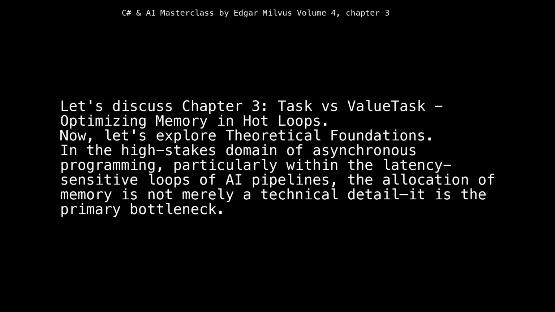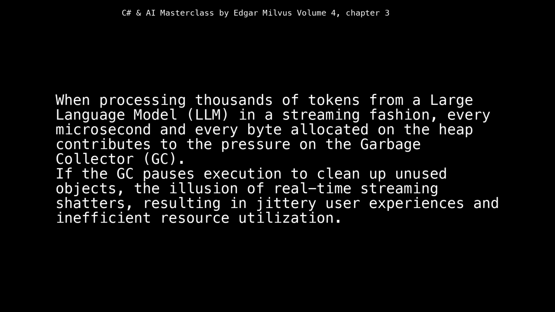Now, let's explore theoretical foundations. In the high-stakes domain of asynchronous programming, particularly within the latency-sensitive loops of AI pipelines, the allocation of memory is not merely a technical detail, it is the primary bottleneck. When processing thousands of tokens from a large language model, LLM, in a streaming fashion, every microsecond and every byte allocated on the heap contributes to the pressure on the garbage collector, GC. If the GC pauses execution to clean up unused objects, the illusion of real-time streaming shatters, resulting in jittery user experiences and inefficient resource utilization.